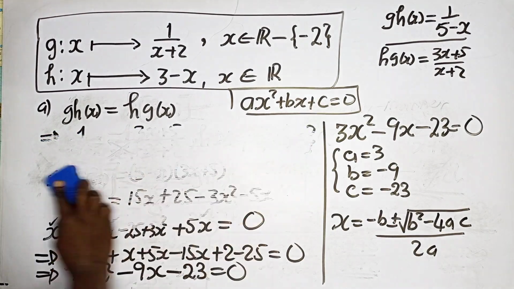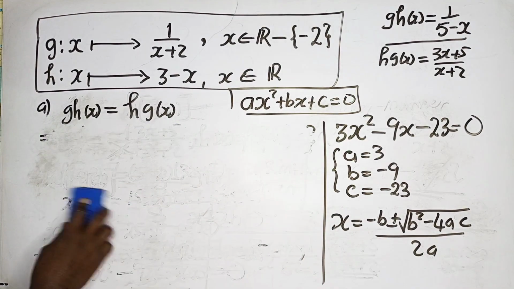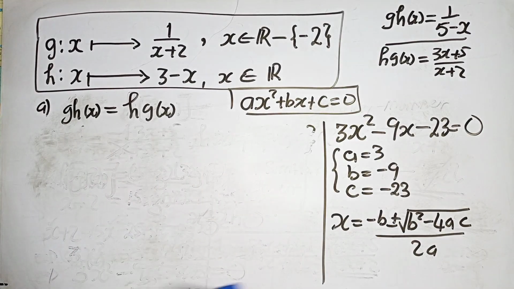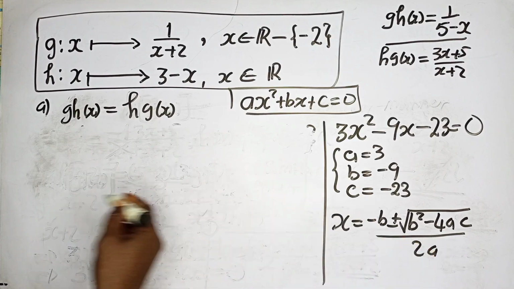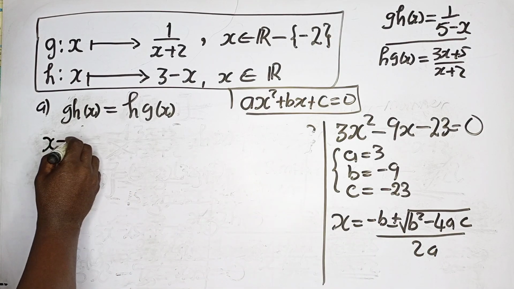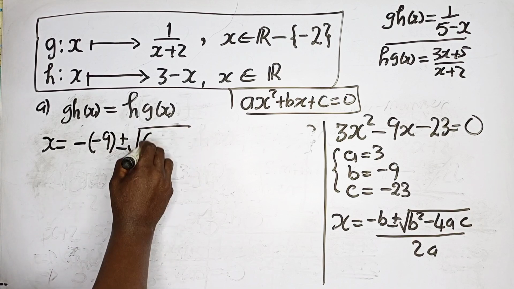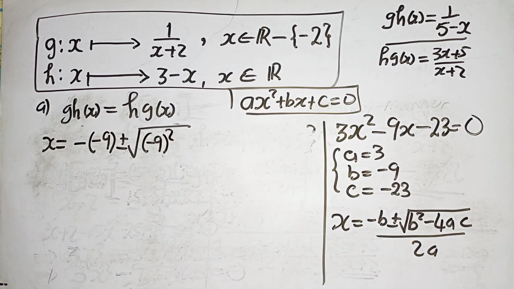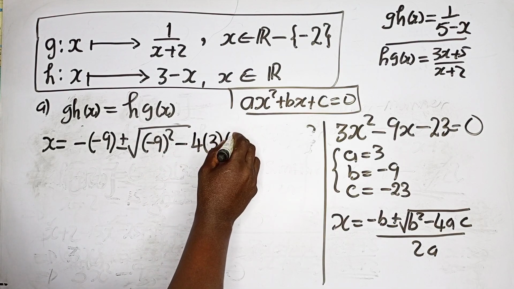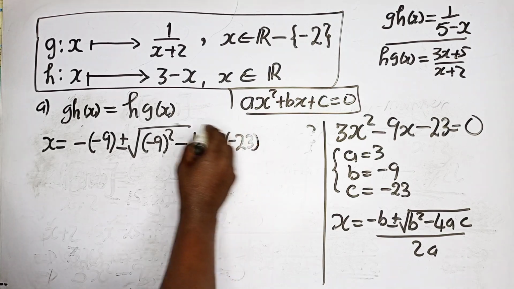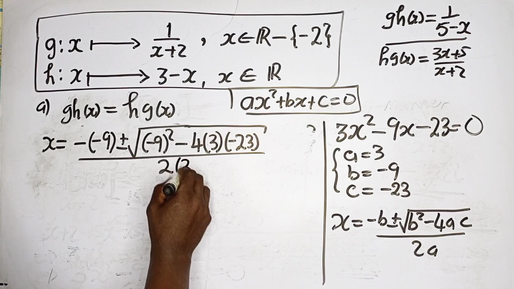Okay, so coming over here, we'll now put our values of a, b, c in that expression. We have x is equal to negative 9 plus or minus the root of negative 9 squared minus 4 times a times c, all of that divided by 2a.